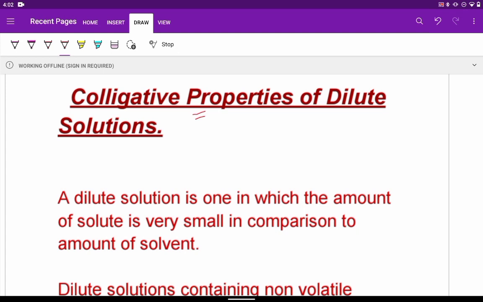So we can say that those properties of solutions which depend on the ratio of the number of solute particles to the number of solvent particles in a solution are called colligative properties. Because in a solution, solute is there, solvent is there. So it deals with the number of particles of the solute and the solvent. We have to see their ratio. It does not depend on the nature of the chemical species which is present in the solution.